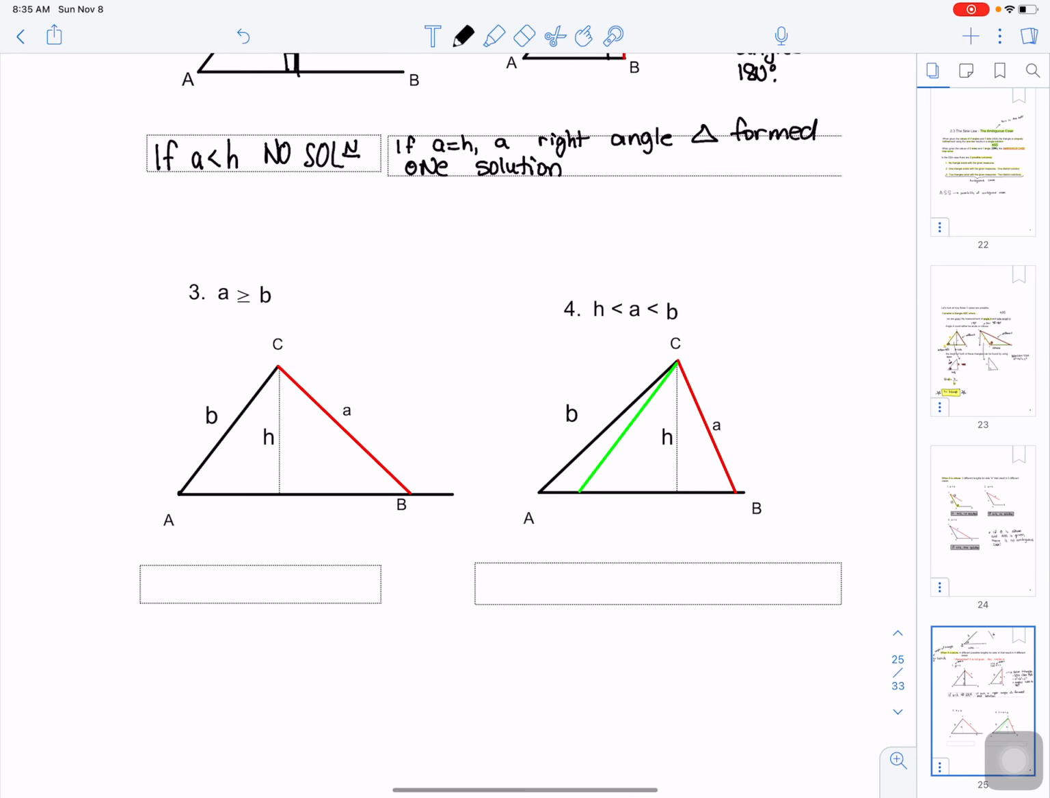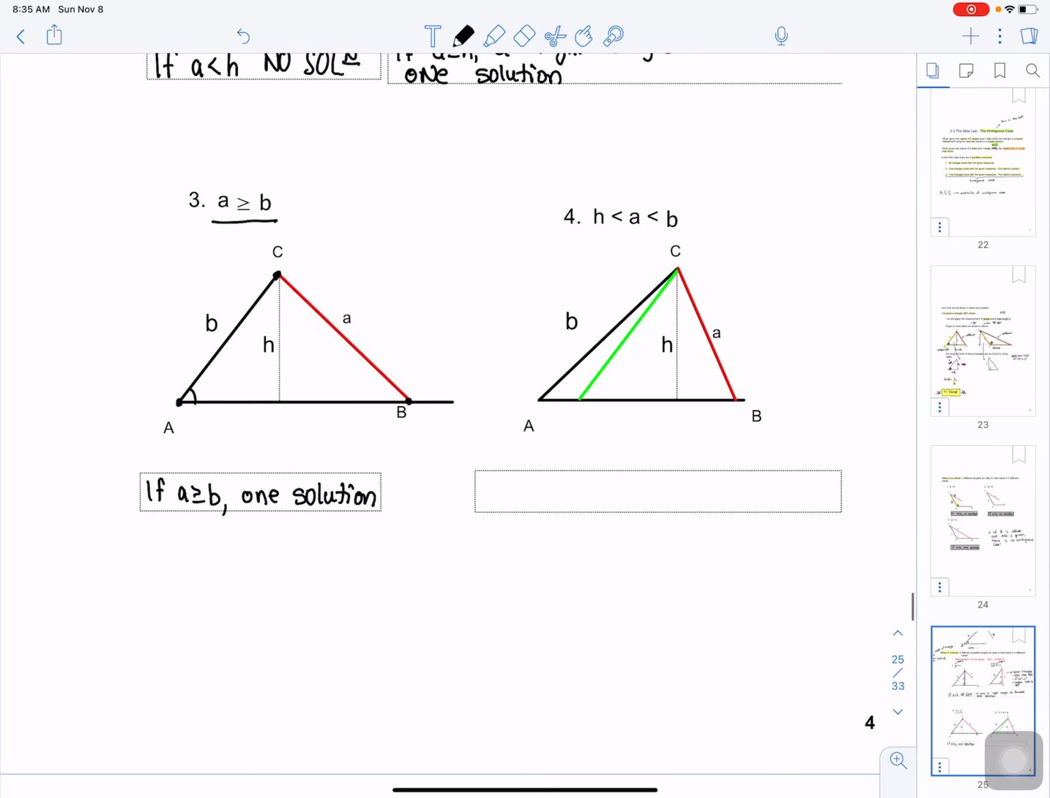Now, here's my angle A, my side, that's my ASS triangle. If my angle A is greater than or equal to B, then this A will swing down over here and give you a triangle. And we only have one possible solution. I just swing that side down and I get one possible solution. So A is greater than or equal to B, we get one solution.